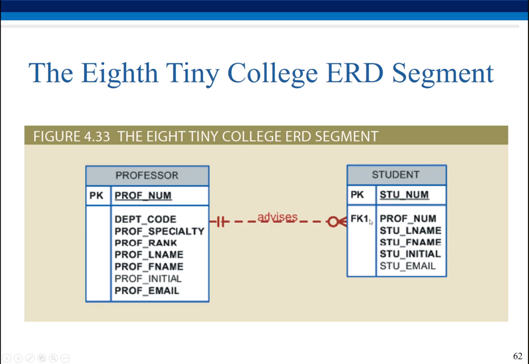So we have the professor number relating to the primary key of the professor in the professor table, and each student must have at most one professor. So it's a one-to-one relationship over here.